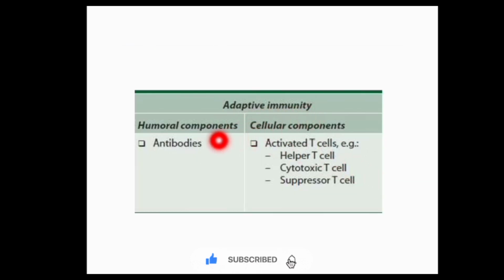In adaptive immunity, the humoral component is antibodies. The cellular component is activated T cells. For example, helper T cells, cytotoxic T cells, and suppressor T cells.